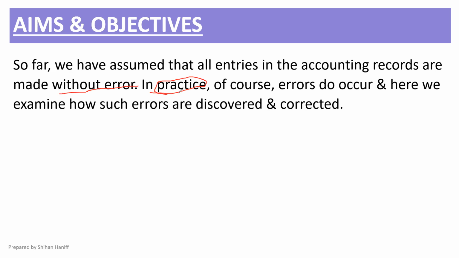The accountant will be finalizing the reports and preparing other important things. So actually the transactions will be entered by a junior or an assistant, right? An accounts assistant or assistant accounts clerk, or someone who may be a trainee. So therefore in practice, of course, errors can occur, right? So here we examine how such errors are discovered and corrected.